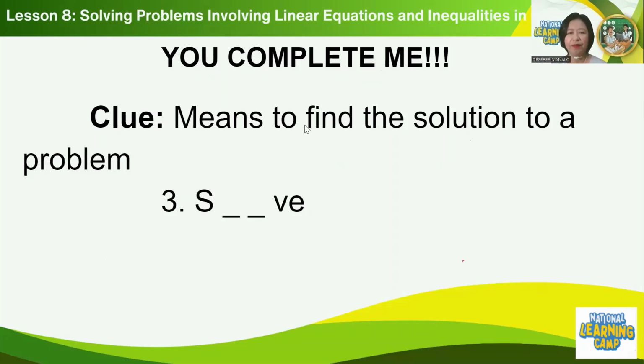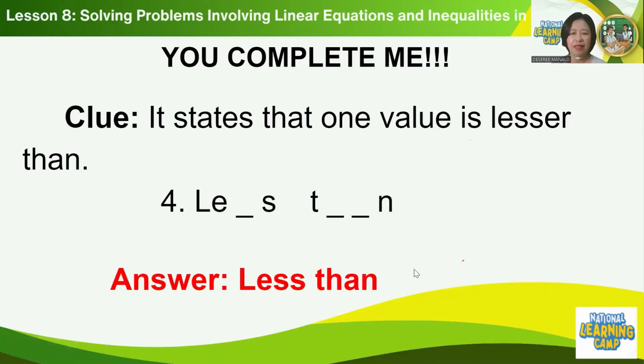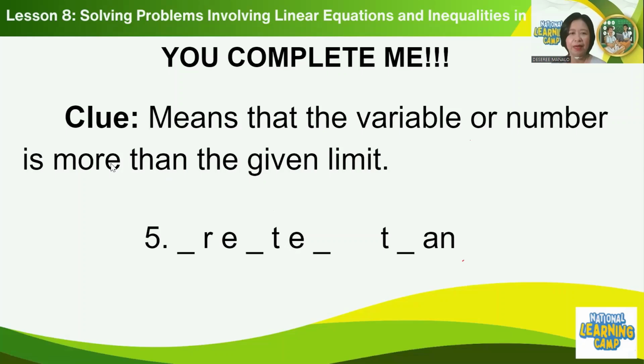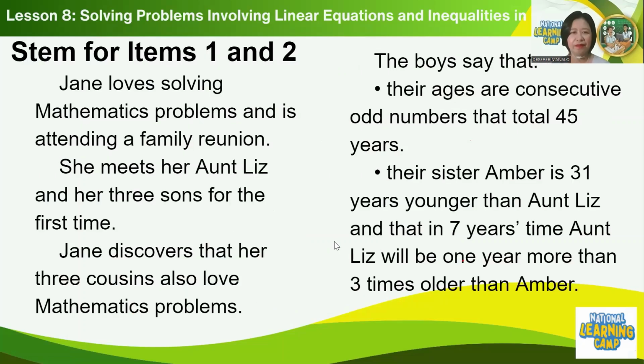Number 3, means to find the solution to a problem. What is the word? Answer is solve. Next, it states that one value is lesser than. The answer is less than. Number 5, means that the variable or number is more than the given limit. The answer is greater than. I hope you get all the correct answers.